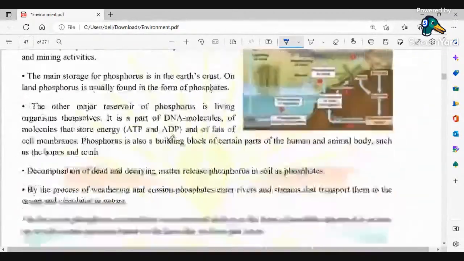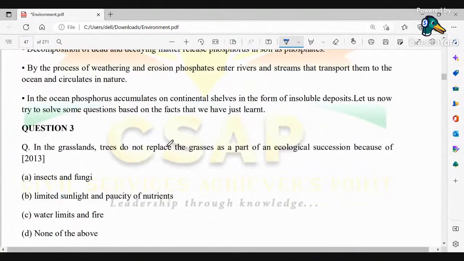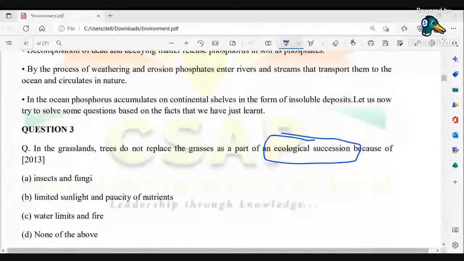Okay, so coming to the next question. In the grasslands, trees do not replace the grasses as a part of an ecological succession because of insects and fungi, limited supply and paucity of nutrients, water limits and fire, and none of the above. Question number 3, anyone with the correct option with respect to grasslands, trees do not replace the grasses as a part of an ecological succession.